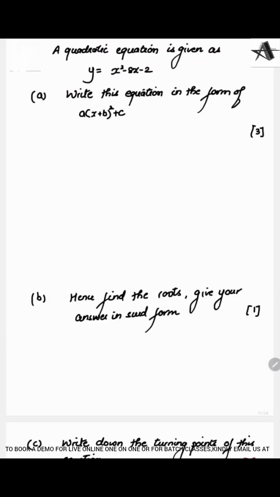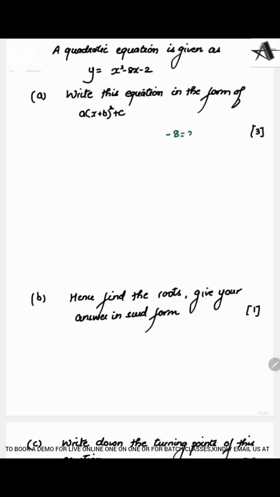A quadratic equation is given as y is equal to x squared minus 8x minus 2. Write the equation in the form a times x plus b whole squared plus c. This is the completing the square method. And what we need to do, if you have seen my videos previously, the best way I think is to equate the middle part with 2a. That means the coefficient of the middle term is negative 8.